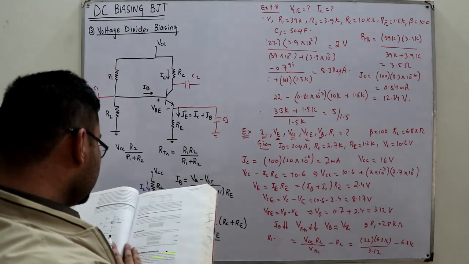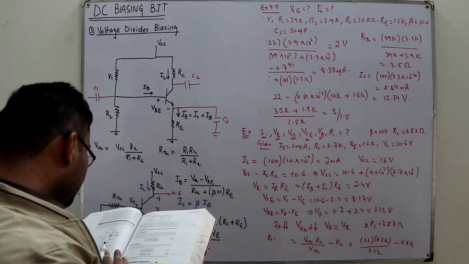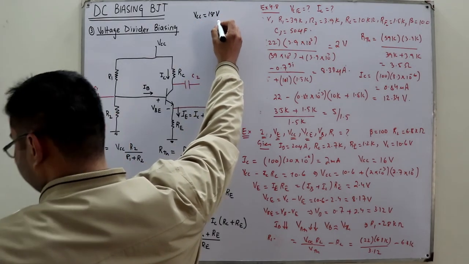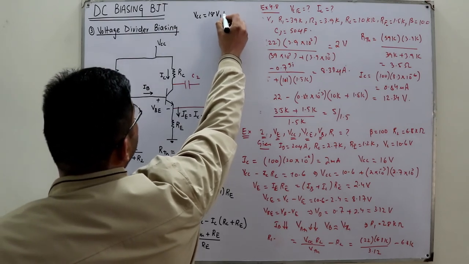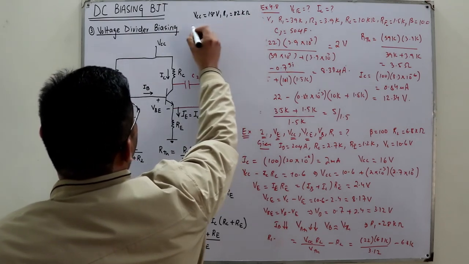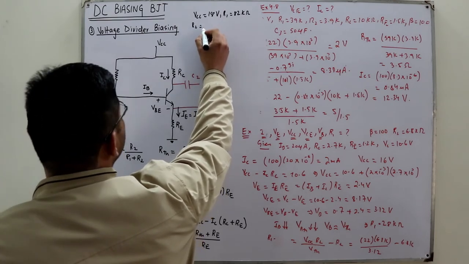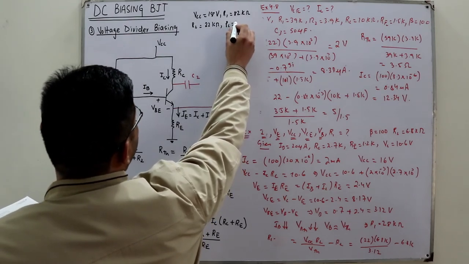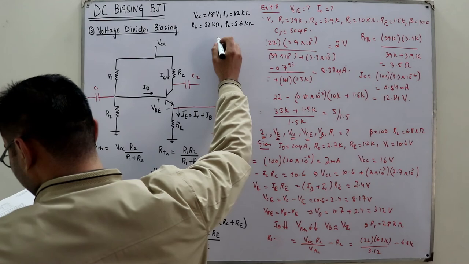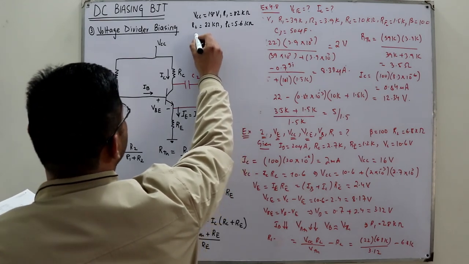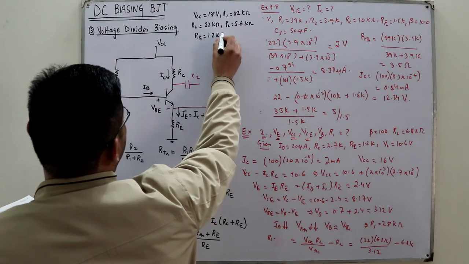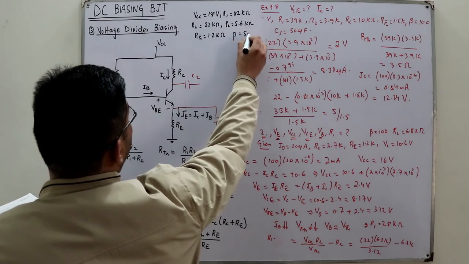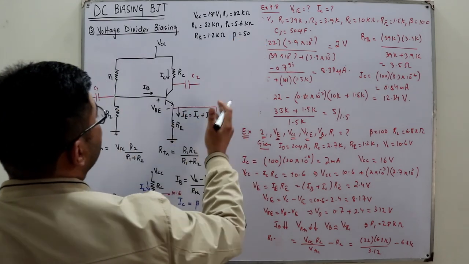Determine the levels of ICQ and VCQ for the voltage divider configuration. And what is given? VCC is 18 volts. R1 is 82 kilo ohms. R2 is 22 kilo ohms. RC is 5.6 kilo ohms. RE is 1.2 kilo ohms. Beta is 50. The value of the capacitance is also given, but we don't require that.